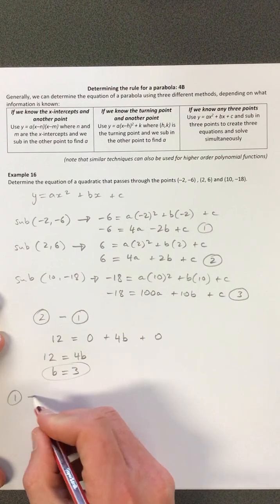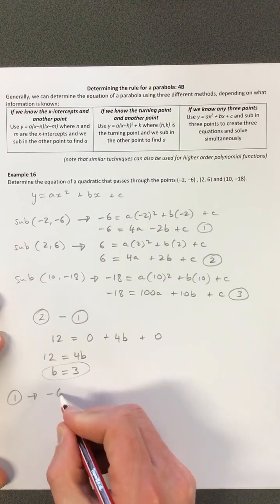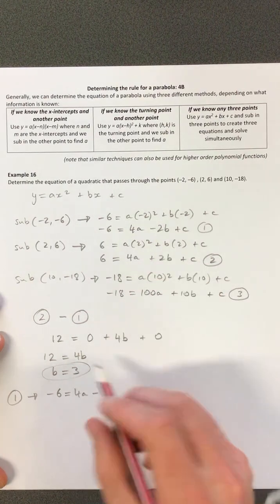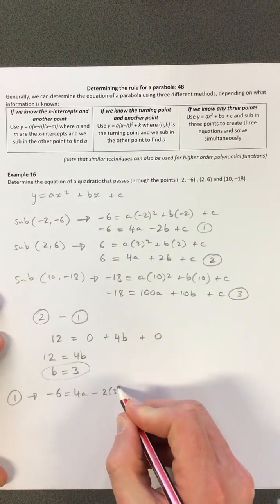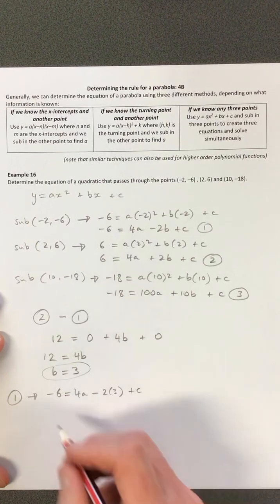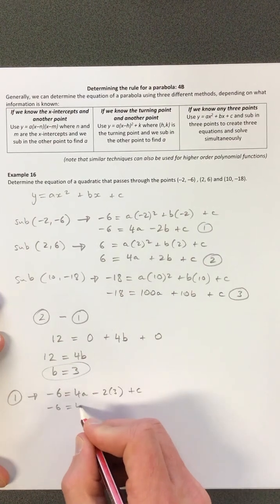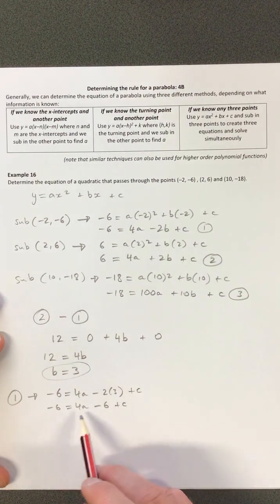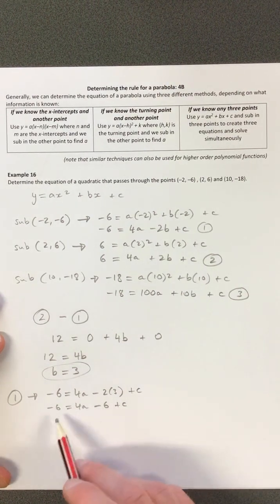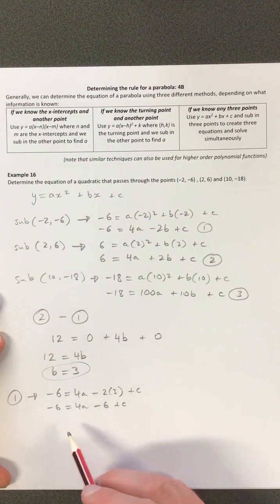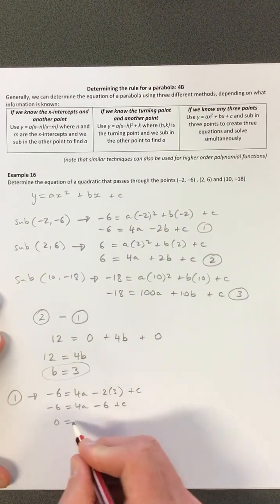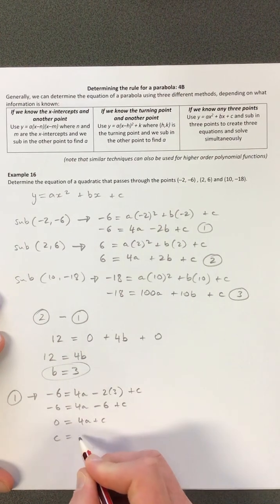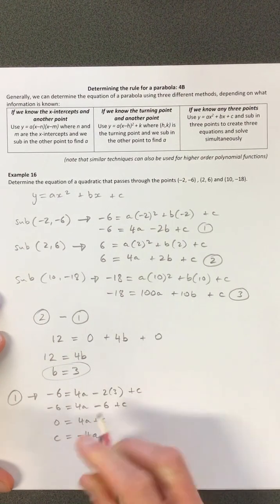Equation 1 is now going to become negative 6 equals 4A, now it's minus 2B, but we know that B is 3, plus C. So negative 6 equals 4A minus 6 plus C. Now if I add 6 to both sides, both of these minus 6's become zeros. So we just get 0 equals 4A plus C. And now I can write that C is equal to negative 4A.